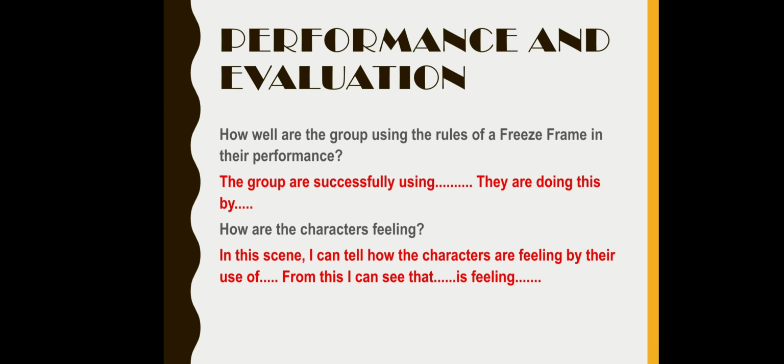We're now going to watch the performances and think about how well are the group using the rules of a freeze frame in their performance, and how are the characters feeling. When answering, you need to answer in full sentences. To answer this, you might say, the group are successfully using facial expressions in this performance. They are doing this by showing a range of emotions. The baby bear is showing that he is very sad, whilst the father bear is showing that he is angry at Goldilocks for eating all the food.